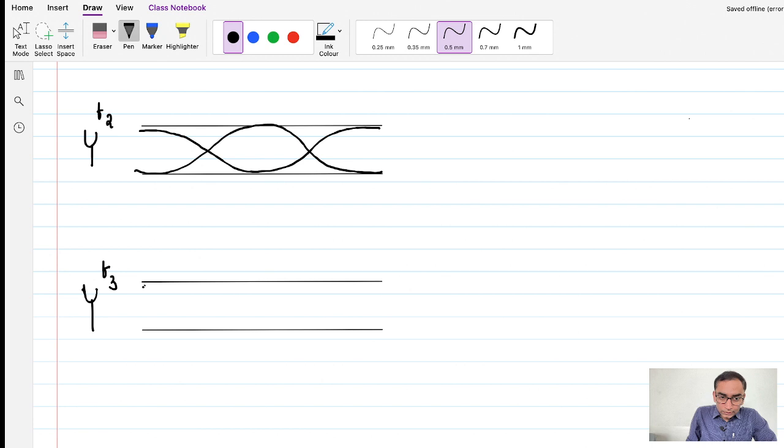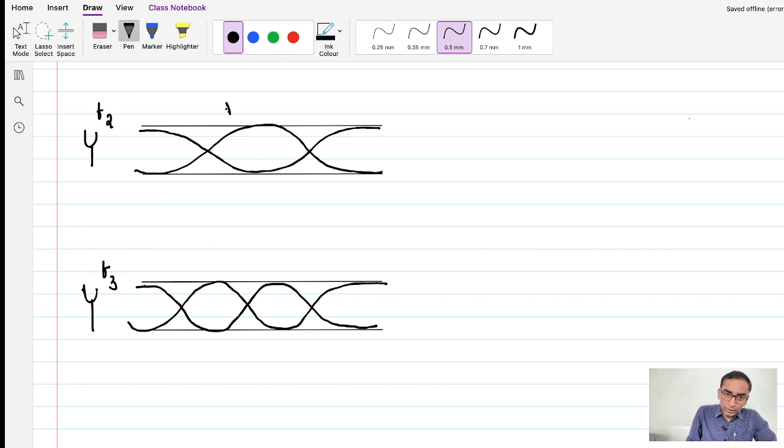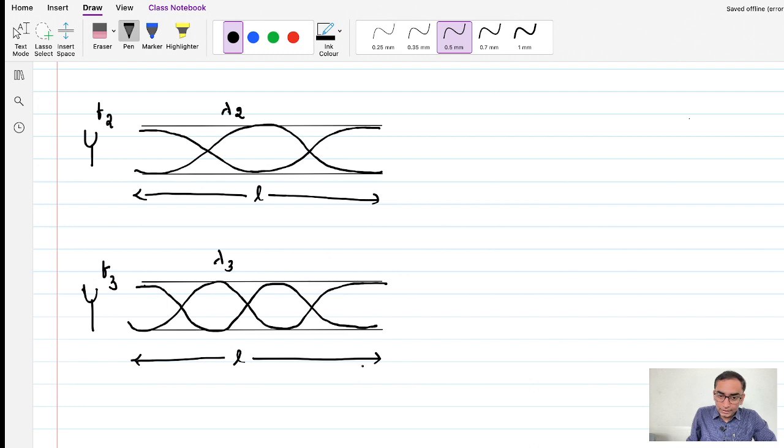So, let us look at the third possibility wherein you will be having two loops in the middle part. So, here an antinode like this, and then one loop, two loops and the antinode. So, here the wavelength was lambda 2, wavelength is lambda 3, all fitting in the same length. So, the length of the pipe in all the three cases is the same.